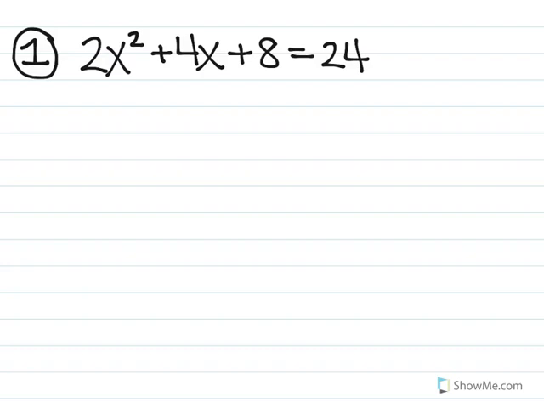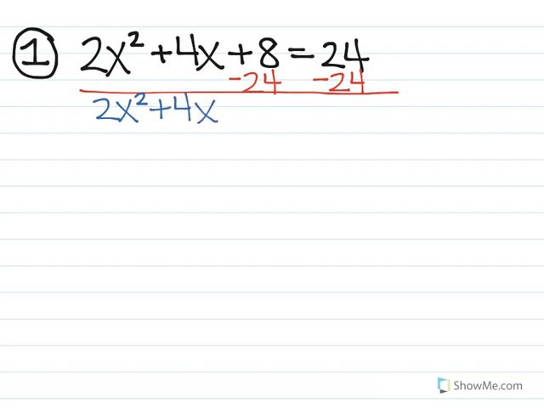So what we're going to do to make sure that this is set equal to 0 is we are going to subtract the 24 so that we can move it on to the same side as everything else, and we'll end up with 2x squared plus 4x minus 16 equals 0. So now step 1 is done.